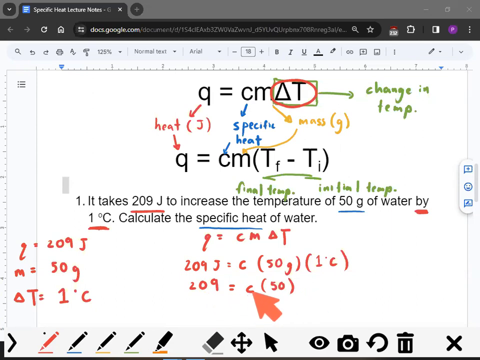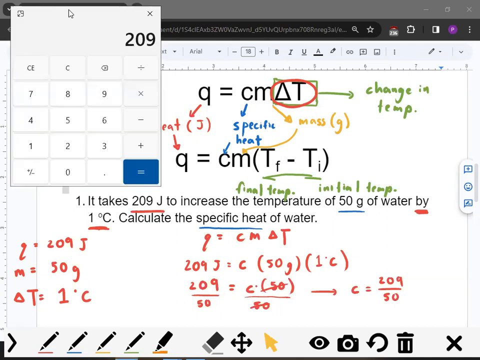How can we separate the C and the 50 if they're being multiplied? Yeah, divide by 50. That's it. You divide both sides by 50. Okay, the 50s will cancel out. And on the right side of the arrow, all you have left is C. And so all you need to do to solve this is 209 divided by 50. Okay, yeah, it's 4.18. I trust you guys. But just to check, 209 divided by 50 is 4.18.